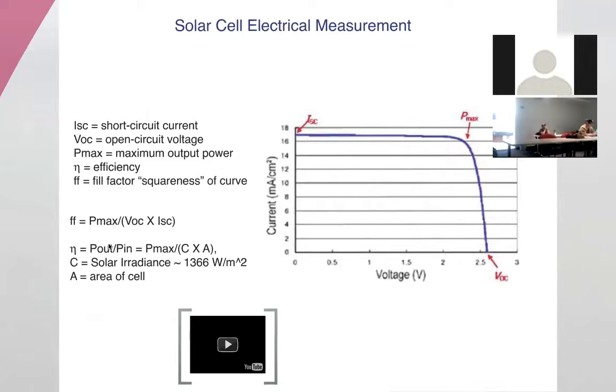The efficiency is P out over P in, where Pmax is P out, and the denominator is simply the concentration factor times the area. C is the solar irradiance, which can include the concentration factor, but is typically about 1366 watts per meter squared. The area is the area of the cell, assuming there is no concentration. So you get a curve like that.